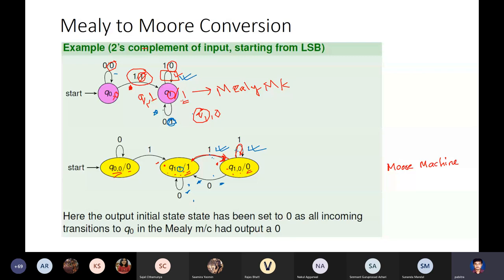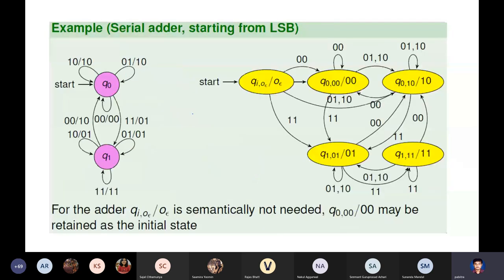Let's take another example. This is a serial adder. By the way, I'll soon explain what these operations actually mean for the state transition table. Okay, let's see. So this is a serial adder starting from LSB. We have already defined the Moore machine here.